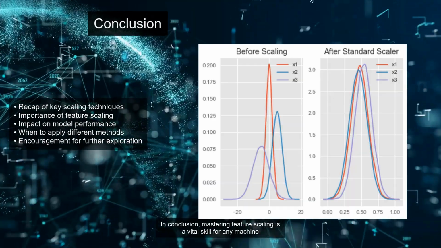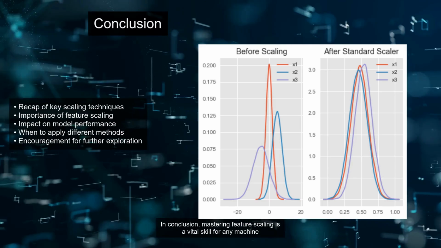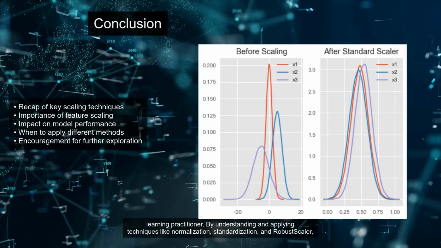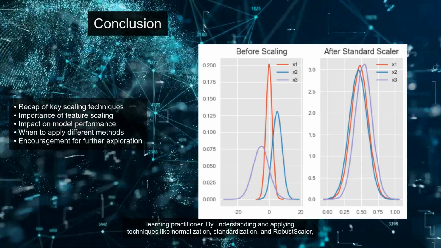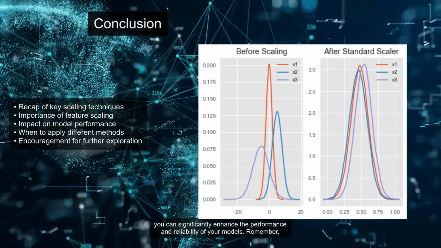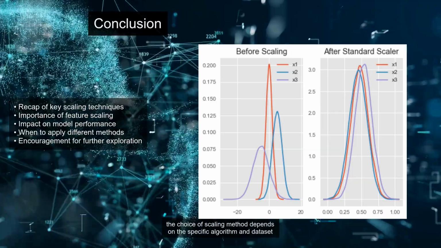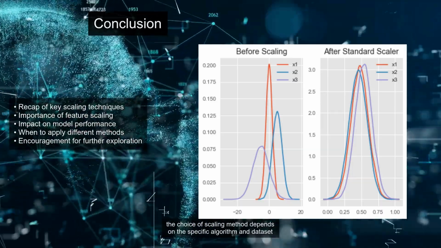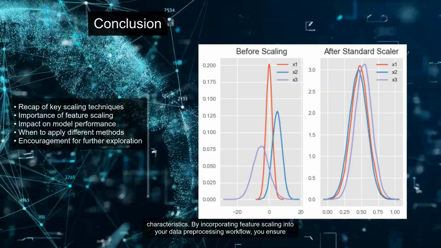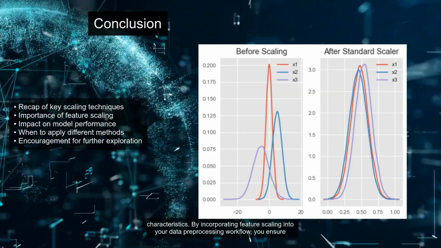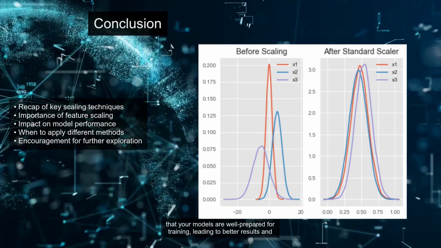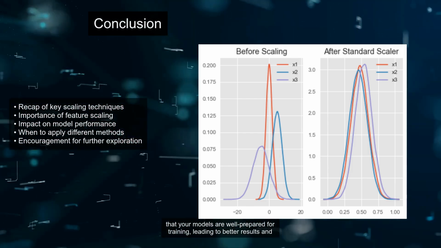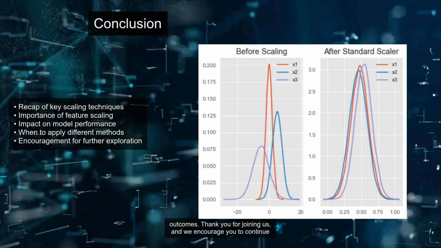In conclusion, mastering feature scaling is a vital skill for any machine learning practitioner. By understanding and applying techniques like normalization, standardization, and RobustScaler, you can significantly enhance the performance and reliability of your models. Remember, the choice of scaling method depends on the specific algorithm and dataset characteristics. By incorporating feature scaling into your data preprocessing workflow, you ensure that your models are well prepared for training, leading to better results and outcomes.